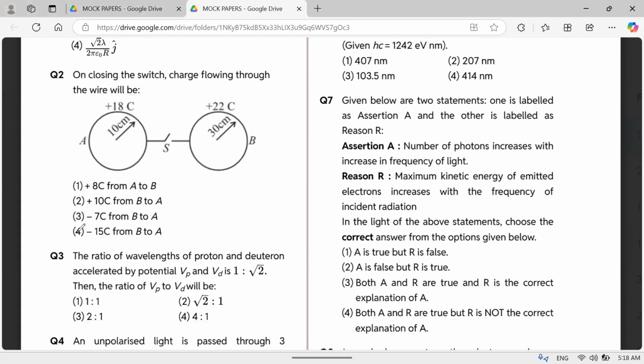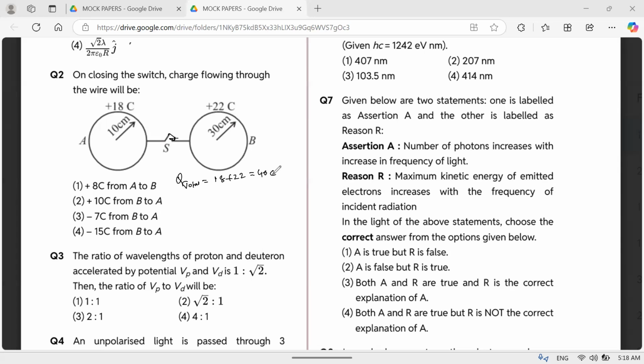Question number 2. On closing the switch, charge flows through the wire. So when you're closing the switch, what happens? Tell me what will be the total charge of the system. Total charge will be equal to 18 plus 22, that will be equal to 40 coulomb.